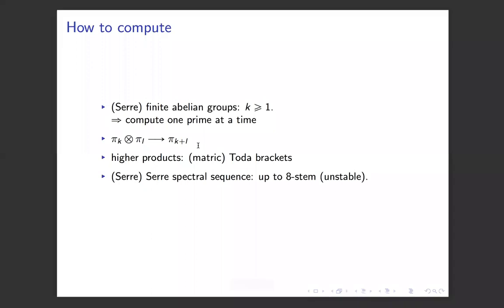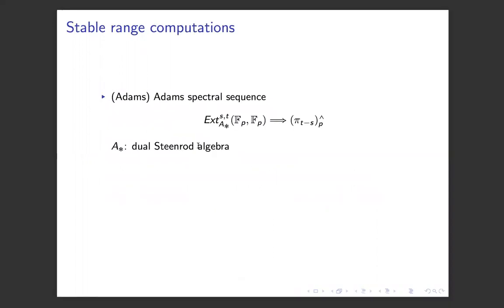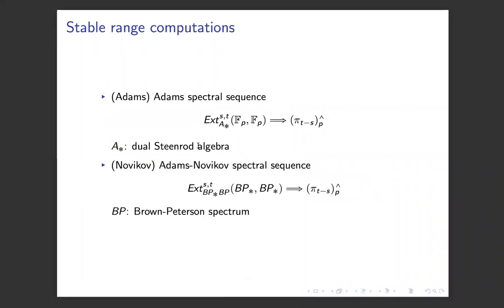So unstably, the first breakthrough is by Serre, using the Serre spectral sequence, and he computed the whole unstable range, the bigraded thing, until it reaches the stable range, up to roughly the 4 stem. And then Toda used the EHP sequence, and Toda computed up to the 19 stem unstably. So if we care more about the stable groups, two of the major methods are the Adams spectral sequence and the Adams-Novikov spectral sequence.